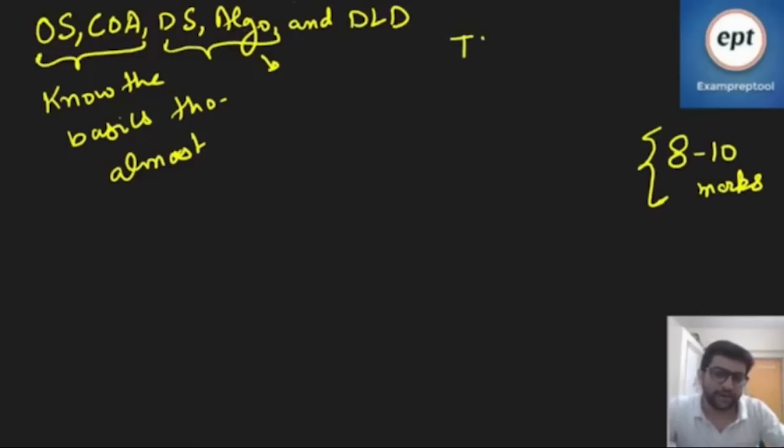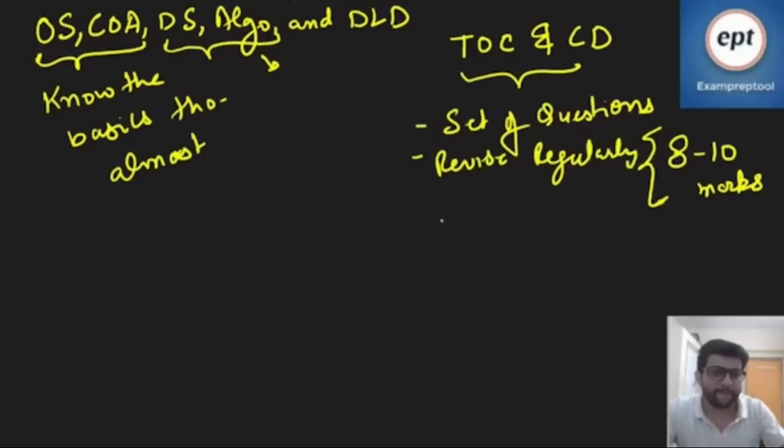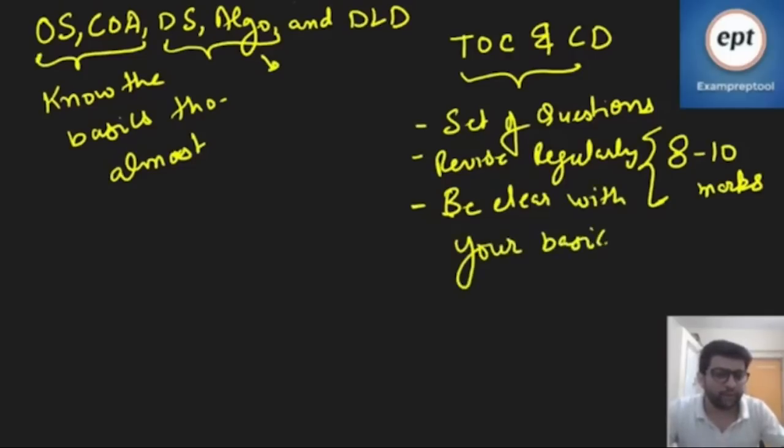Also, for the courses theory of computation and compiler design, you just have to practice a set of questions, revise regularly, and be clear with your basics, right? No one can stop you from scoring marks in theory of computation and compiler design if you do these 3 things.